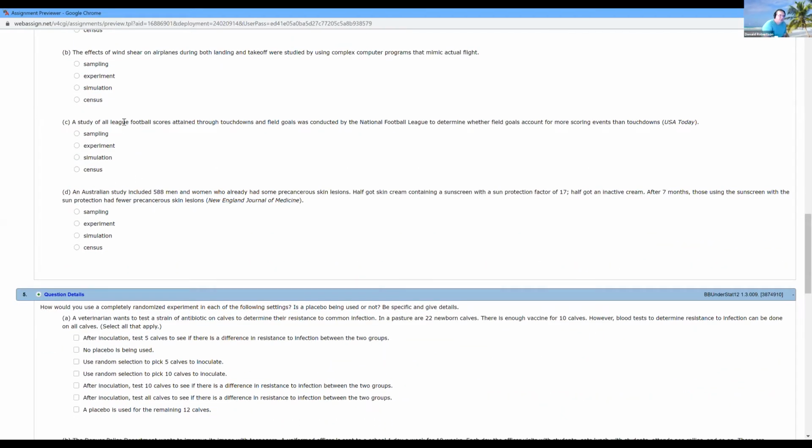B, the effect of wind shear on an aircraft during both landing and takeoff were studied by using a complex computer program. I'm stopping right there. Simulation. Right?